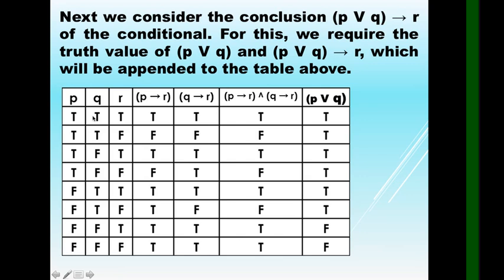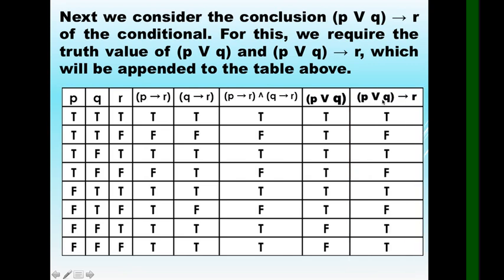So let's see. This is true, so the answer is true. They are both true, so the answer is true. This is TF, still the answer is true. This is TF again, so true. FT is true. FT is true. They are both F, so this is false. Both F is false. Again, for the disjunction, that is F plus F equals F.